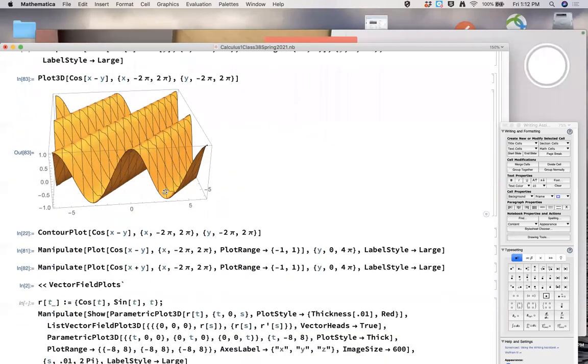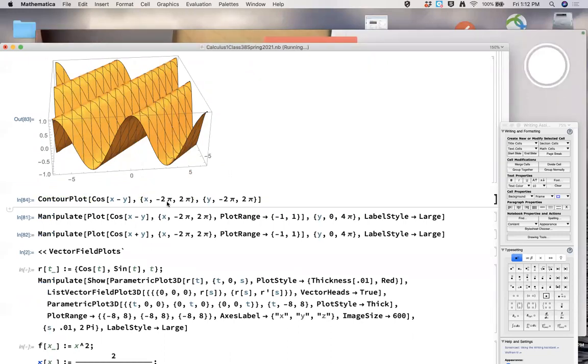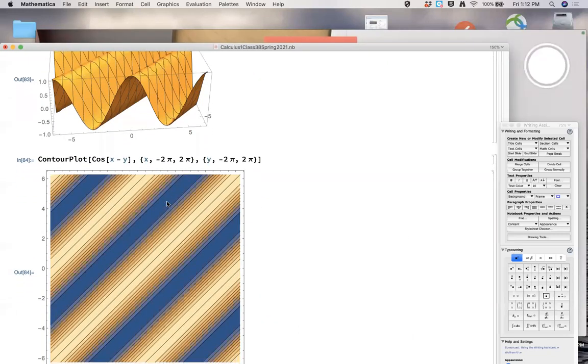There's what it looks like in higher dimensions. The contour plot is maybe not as interesting this time, though still somewhat interesting. Stripes.